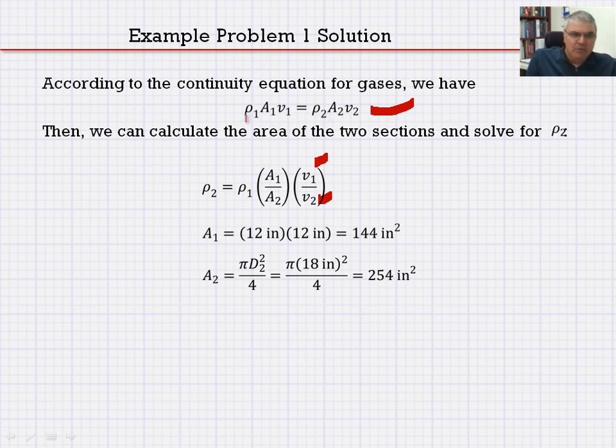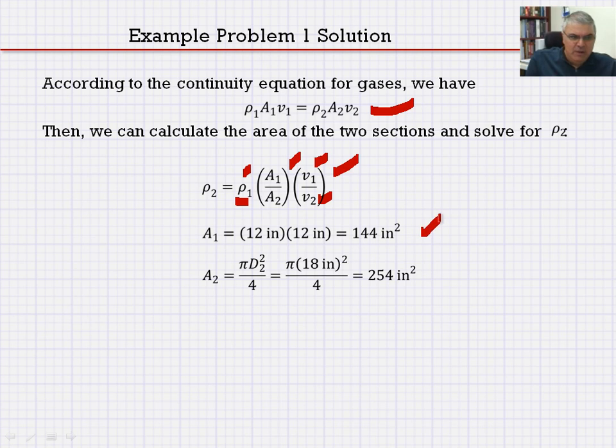We simply take rho sub 1, A sub 1, V sub 1 divided by A sub 2, V sub 2. We do some rearranging. We put the similar terms together inside the parentheses. Or simply we could calculate rho sub 2 over rho sub 1 first and express it in other terms. Then we could have taken rho sub 1 to the right side of the equation and solved for that.